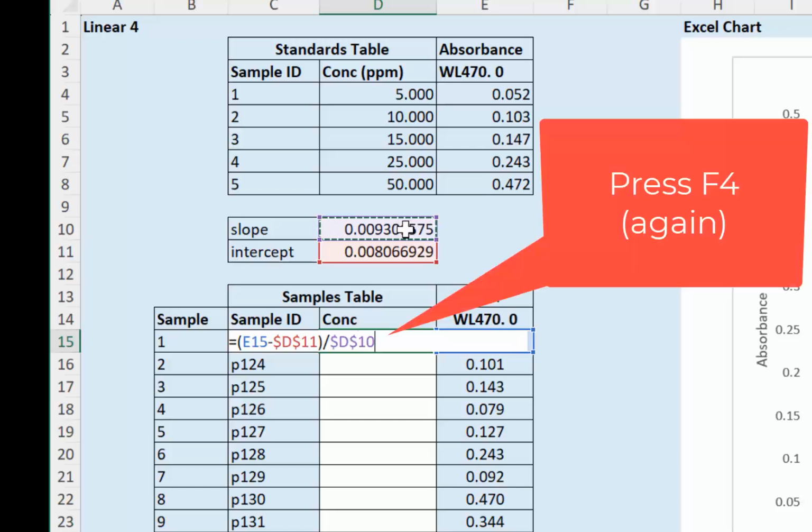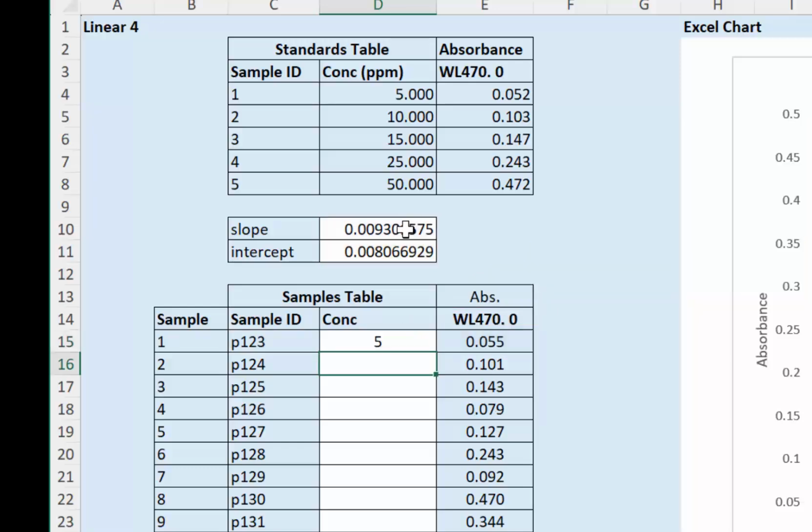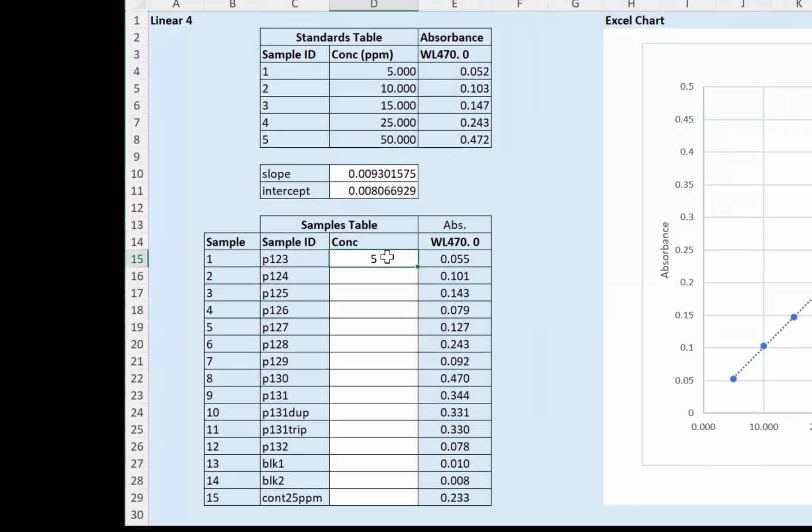because we'll be using this same value all the way down this table. So we do that by pressing F4. Now with those cell addresses locked, I can autofill down to get the results for all the samples. I'll add 1 decimal place.